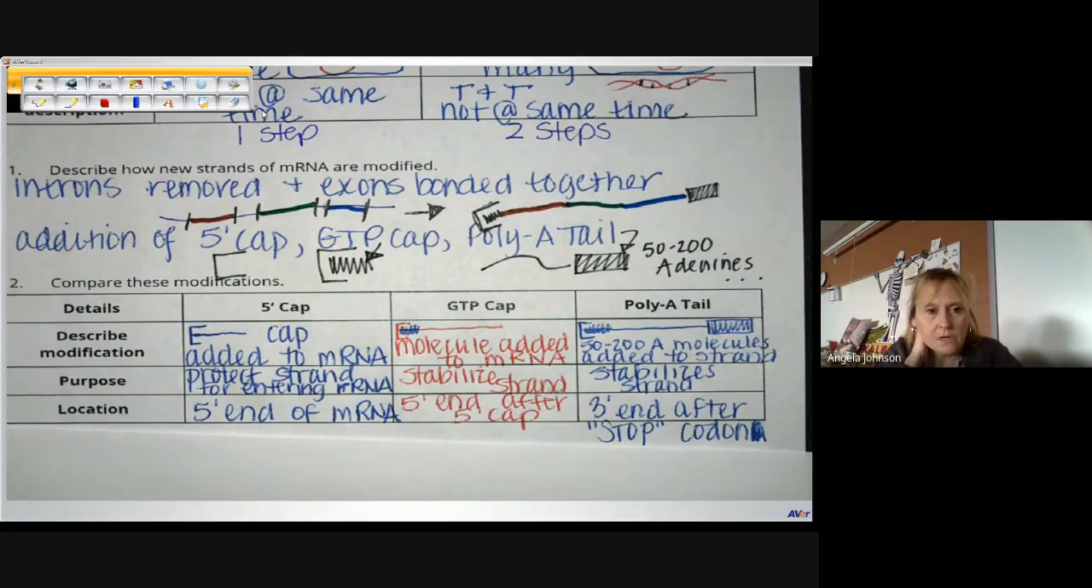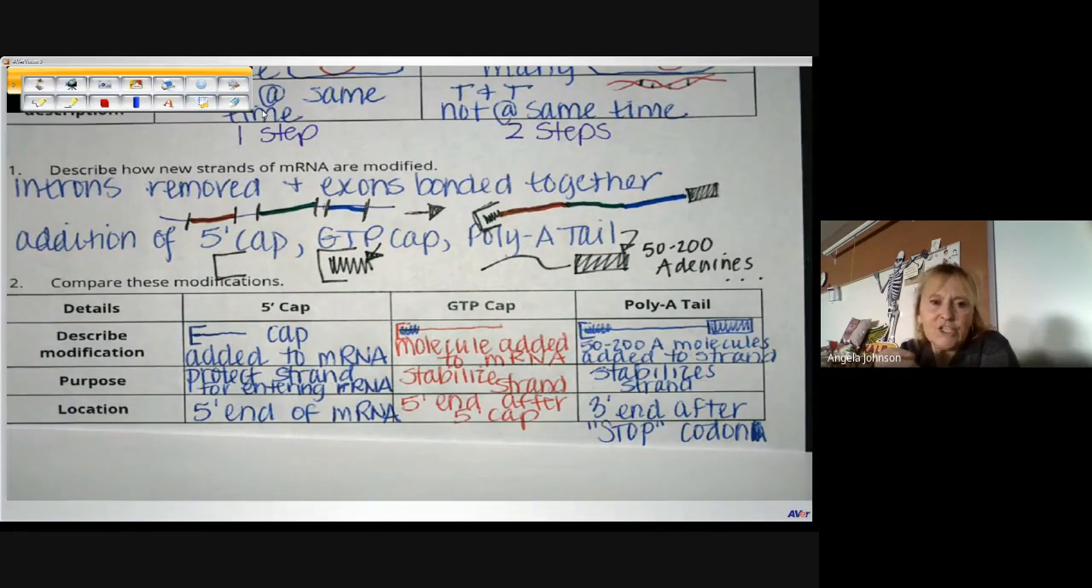Their functions, the 5' cap works to protect the strand. That strand's going to have to attach to the ribosomal RNA, and it needs to be protected. It's going to be pushed through there, almost like you're lacing your shoes, and you don't want that shoelace to fray, so you have this protector at the end. Same kind of thing when we're looking at the mRNA strand. So it's to protect that strand when it's entering the rRNA. And again, it's at the 5' end of the mRNA.